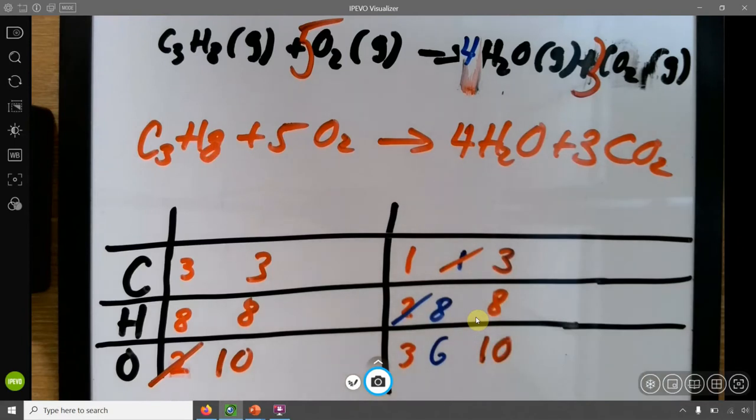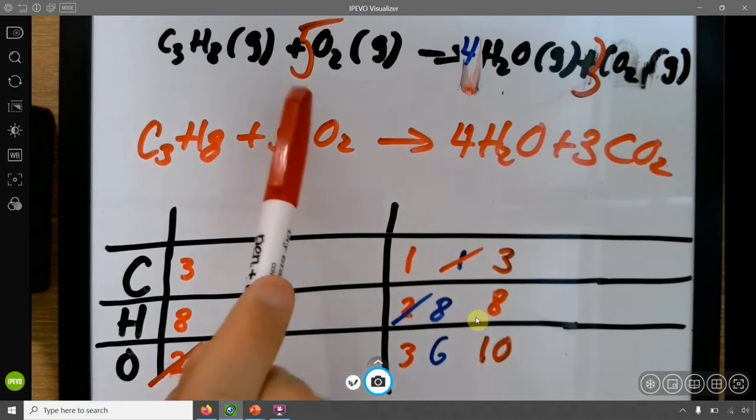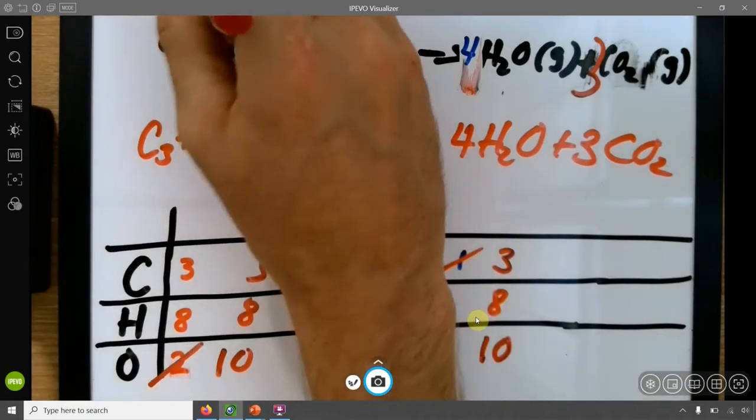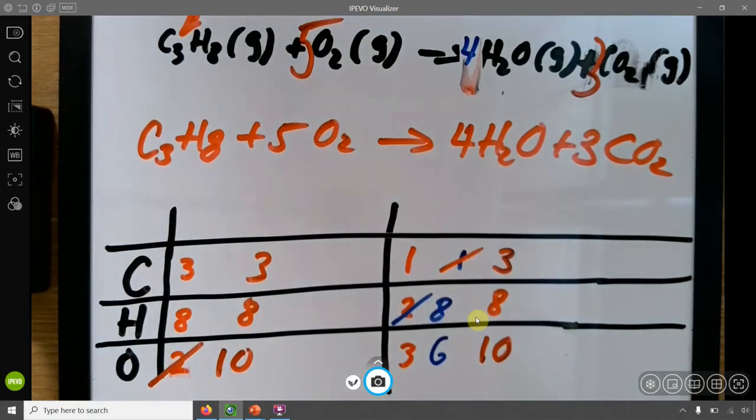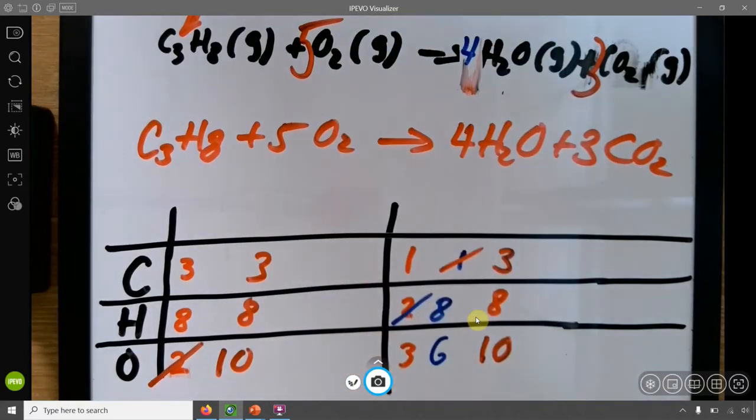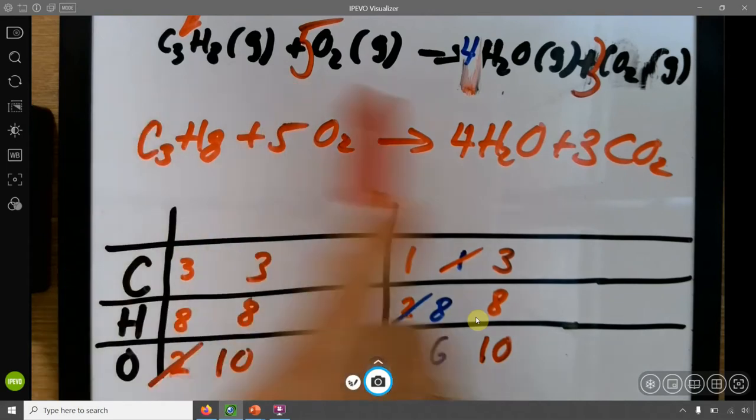All right. So a few take-home messages here. 1. You can only play around with the coefficients. I cannot, and will not change the subscripts. If I were to change this 3 here to a 4, this becomes butane. That's not propane. If I had to change this 2 to a 3, it becomes O3. That's ozone. That's not oxygen. So I cannot play with a subscript because they denote a chemical species. But I can tell how many of them I have.